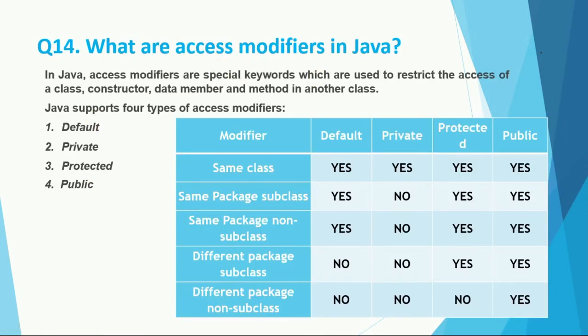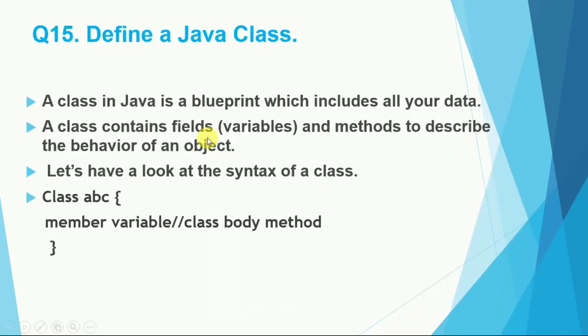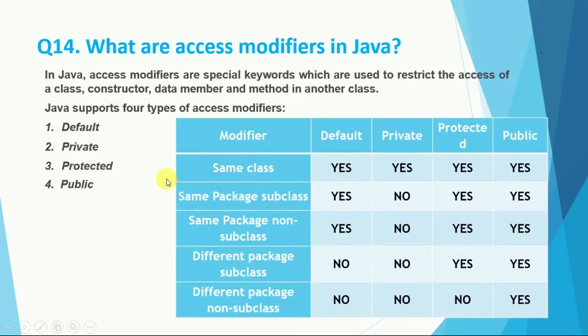Next is, what are the different access modifiers in Java and what is the difference between them? You already know what an access modifier is. Access modifiers are special keywords used to restrict the access of a class, constructor, data member, and method in another class. If you want to restrict access, you can use different access modifiers. There are basically 4 types: default, private, protected, and public.